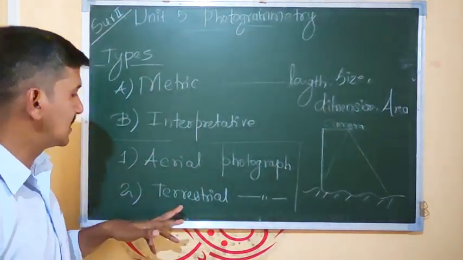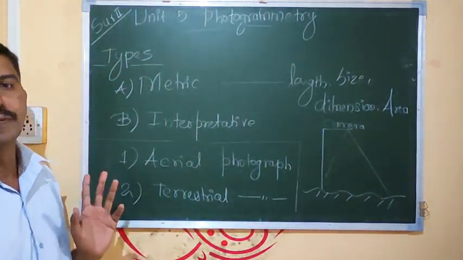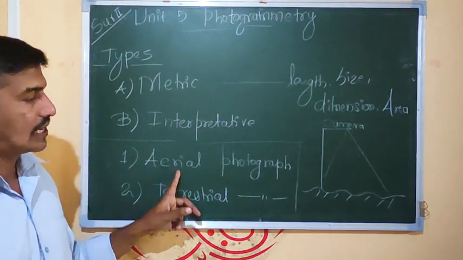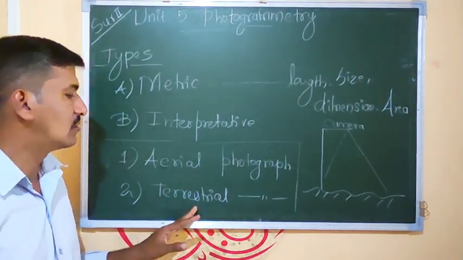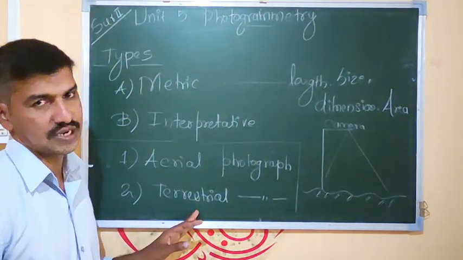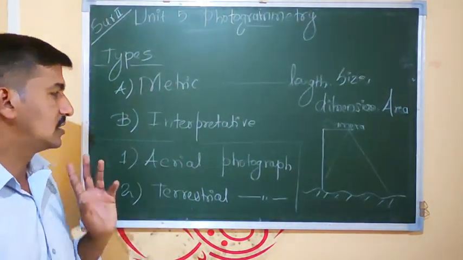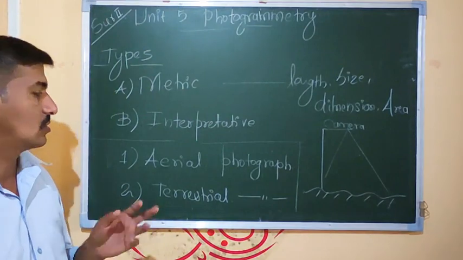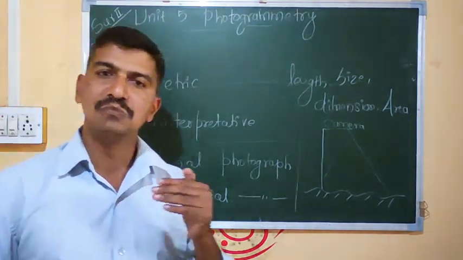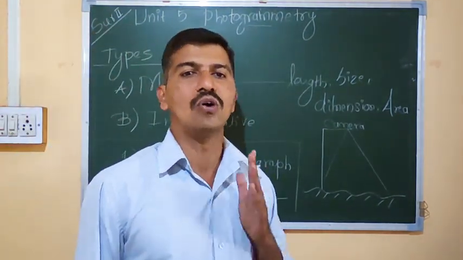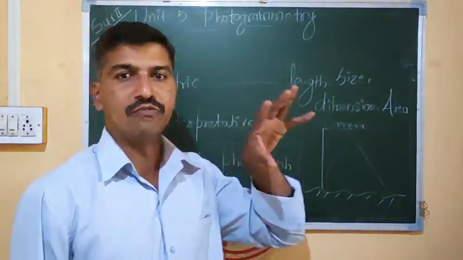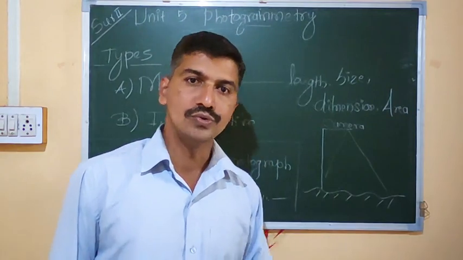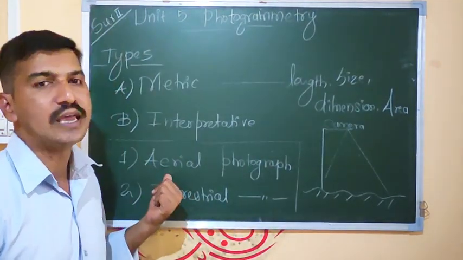If we compare the terrestrial photographs and aerial photographs, most of the times the area covered by aerial photographs is larger than the area covered by the terrestrial photographs. So these are the two types of photographs that are most of the times used for photogrammetry, for capturing the photos. We mostly go for the aerial photographs.